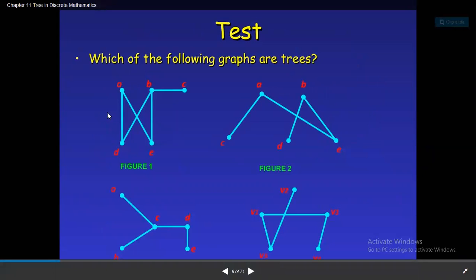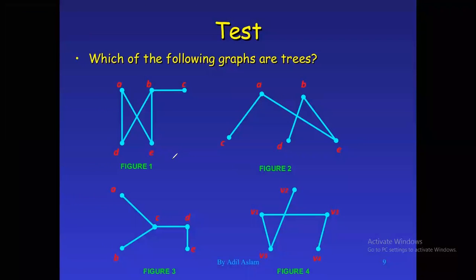Next, the question is asking which of the following graphs are trees. First one, is it a tree? We check if it has a circuit. A to D, D to B, B to E, next E to A. So there is a circuit. The starting and ending vertex are the same for the path. Therefore, not a tree.